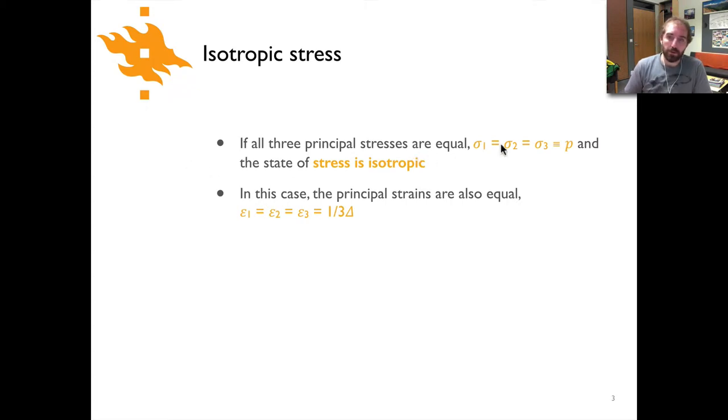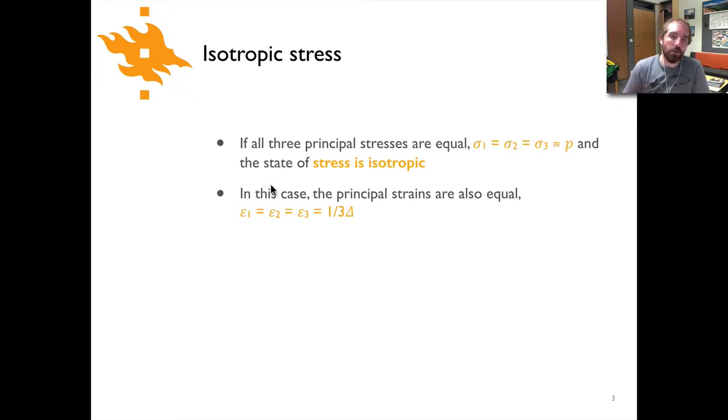So this means sigma 1 equals sigma 2 equals sigma 3, and if you remember our definition of pressure, these are exactly equal to the pressure. Pressure is simply the mean stress, and if all three stresses are equal, then each one is equal to P. And that represents a state of stress that we can call isotropic.